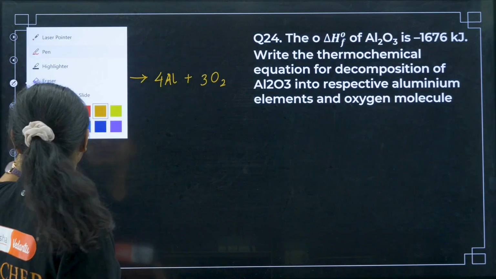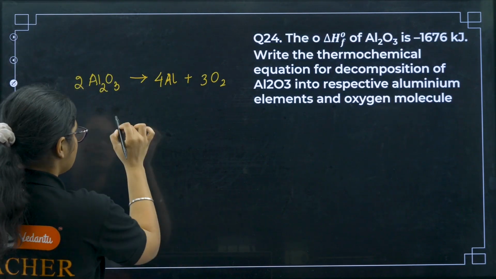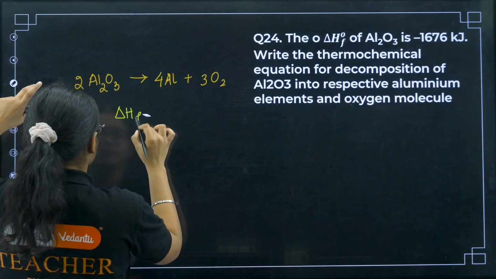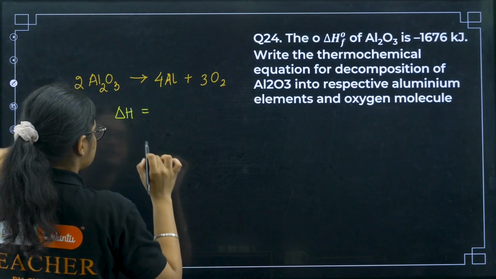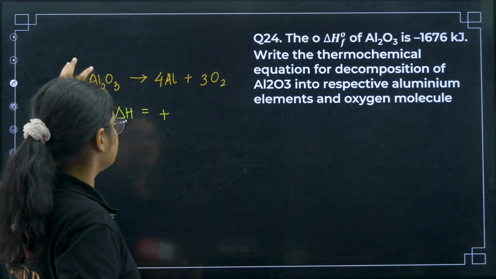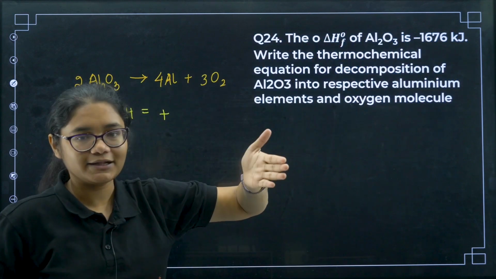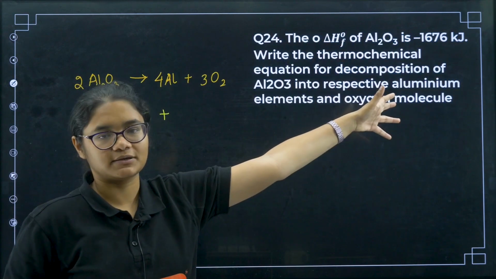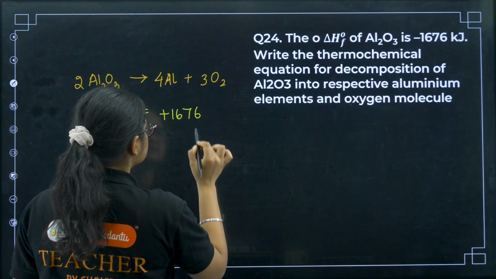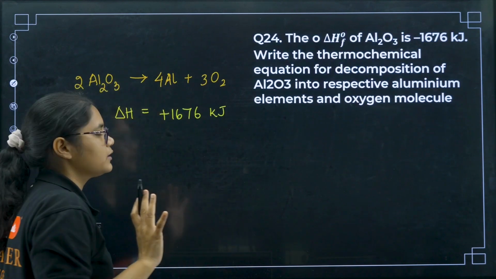Now see, here you are breaking the molecule, which means it has to be an endothermic reaction. So delta H of this reaction has to be a positive value. Why? Because it is endothermic. When the molecule was formed, this much energy was released. When you want to break the molecule, you have to provide this much amount of energy. So that is why the delta H value will be 1676 kilojoule. So that is the thermochemical equation.